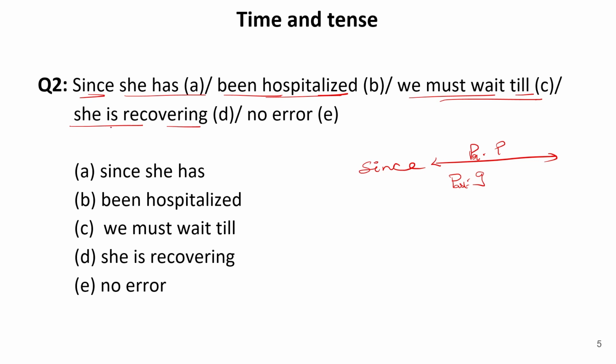Now, if the sentence is, since she has been hospitalized, we must wait till. Now, here since is used not to show the time, but to show the reason.